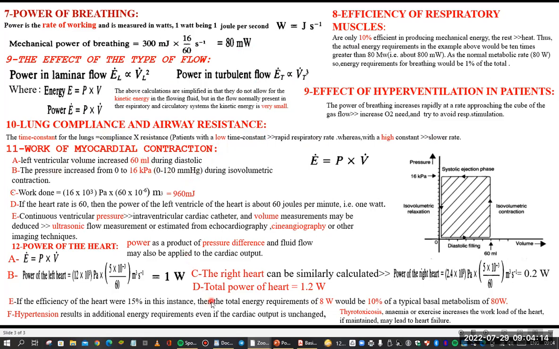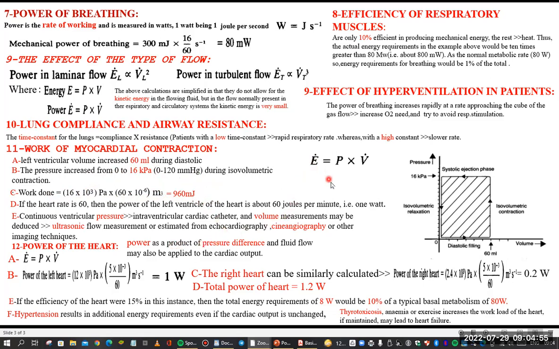Work of the myocardial contraction. Of course, the heart creates a pressure and collects an amount of volume in the left ventricle. You can see the pressure increases in the left ventricle from 0 to 16 kilopascal, and the volume increases up to 60 milliliter. So if we multiply both of these, we'll yield 960 millijoule. You see, so this is actually the work of the heart.